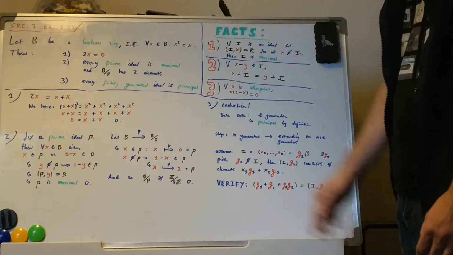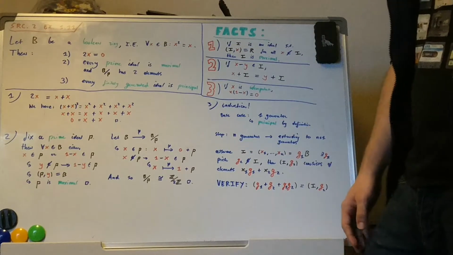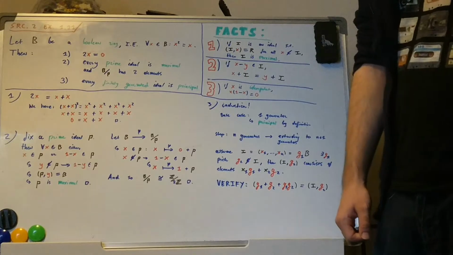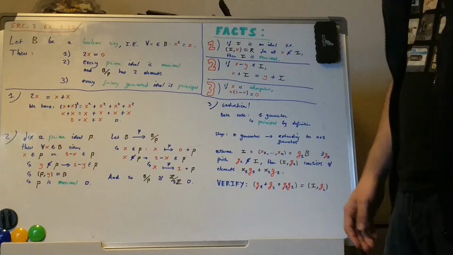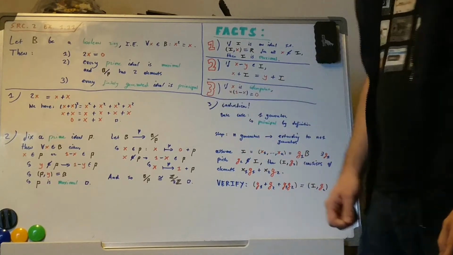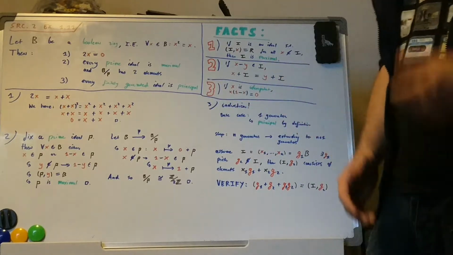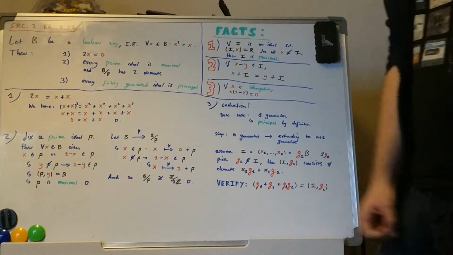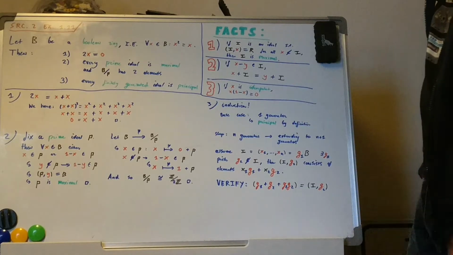Last property, every finitely generated ideal is principal. Pretty easy to show too. We have to do it by induction. So base case is going to be one generator, which by definition is already principal. And our inductive step is going to be, okay, if we have an ideal with m generators that is principal, then extending it by a generator also is going to give a principal ideal.